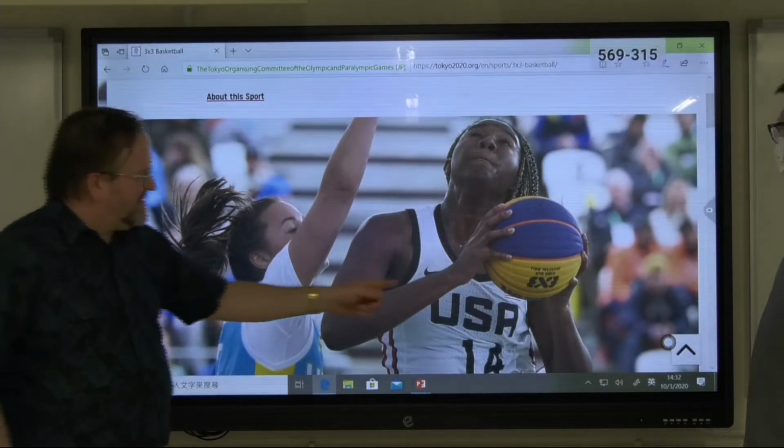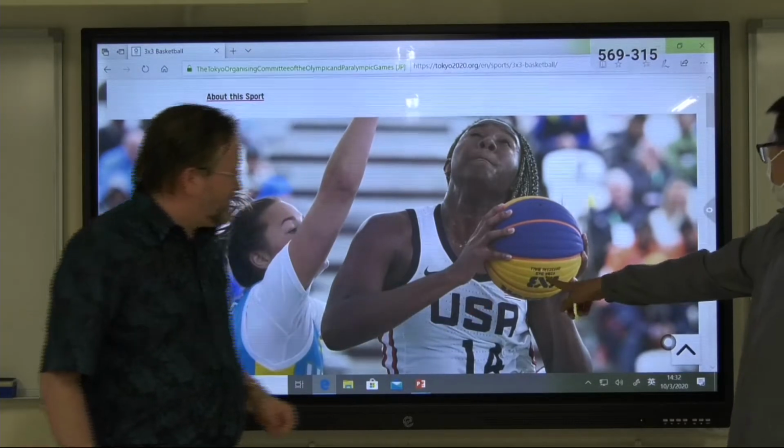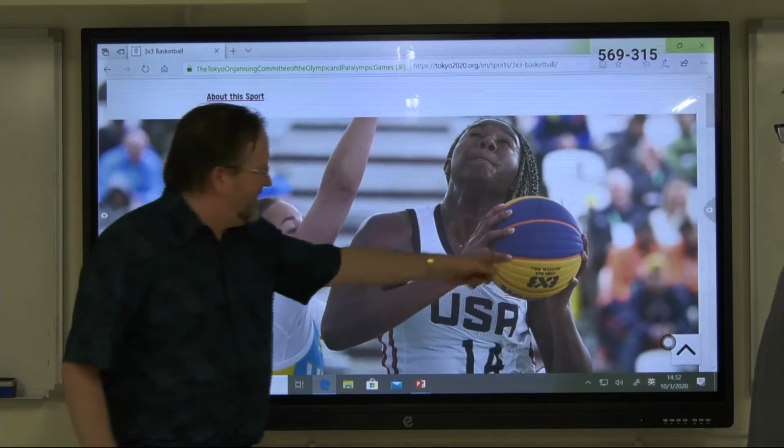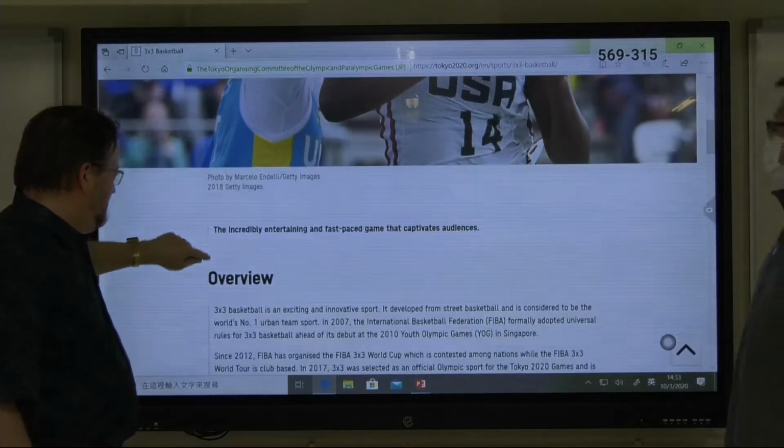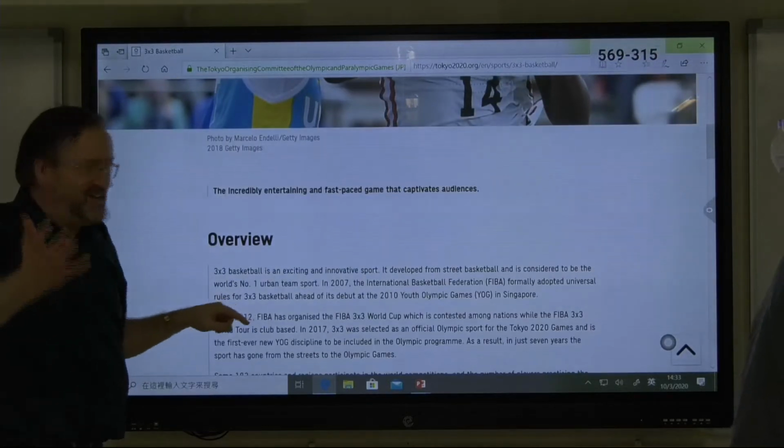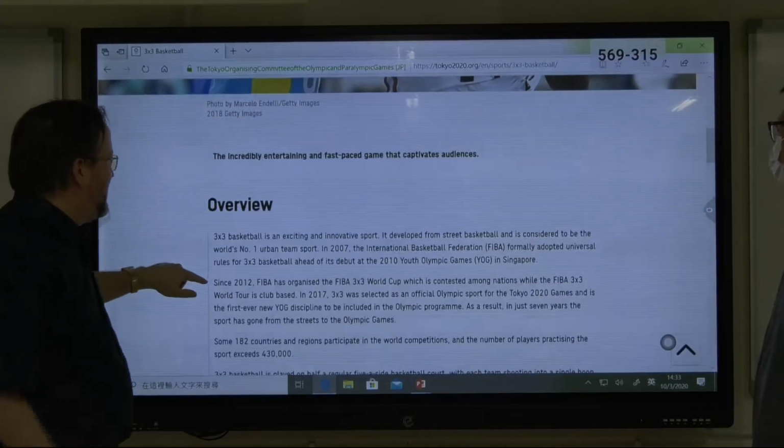3x3, okay, so we know it's basketball, but this ball doesn't look like a basketball. It looks like a funny looking ball. Is that a basketball? The size is smaller. It's a smaller ball. Okay, so I didn't know that. This is good. I like it because I can learn a lot.